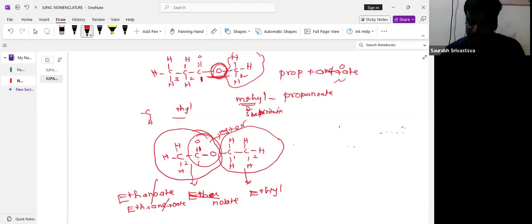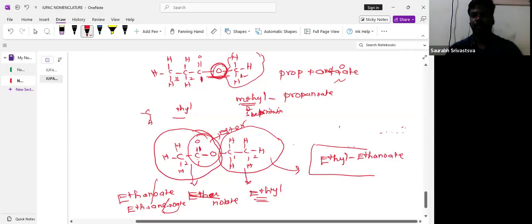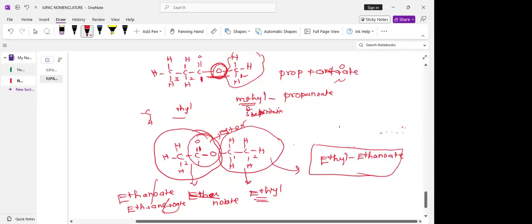Then the complete name we should write is this one. You have to keep ethyl as a secondary prefix, then ethyl, and next ethanoate. This is the name of the compound. Okay, understand?